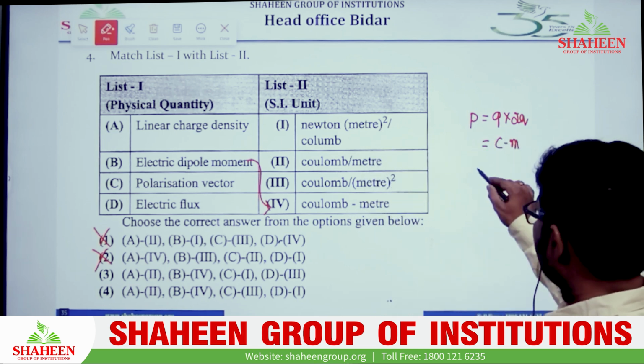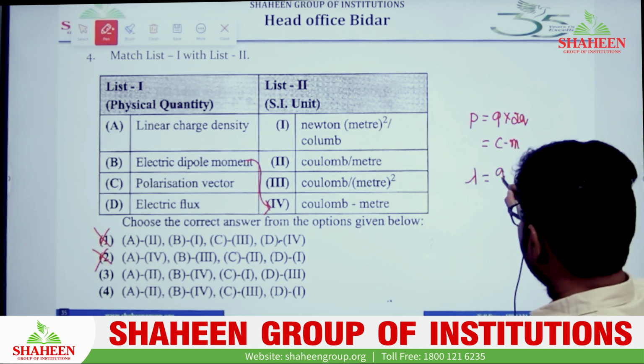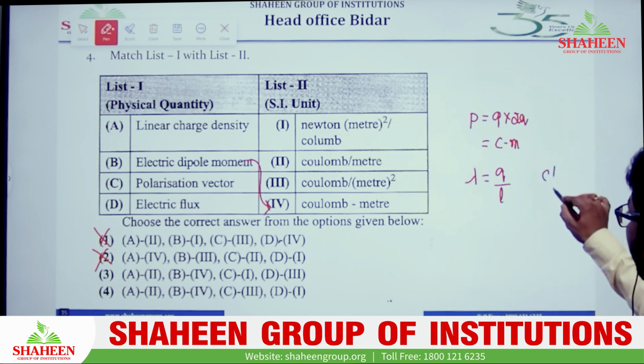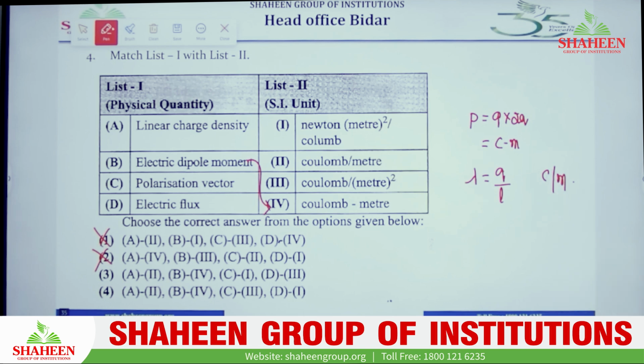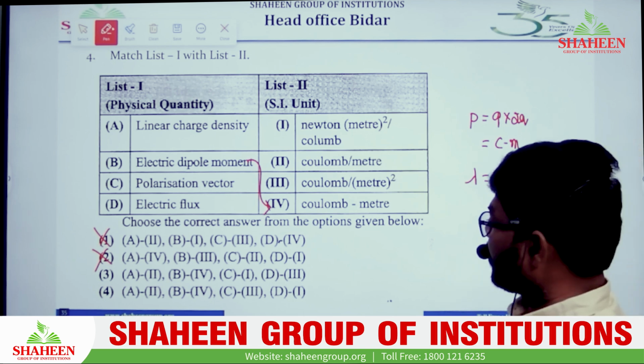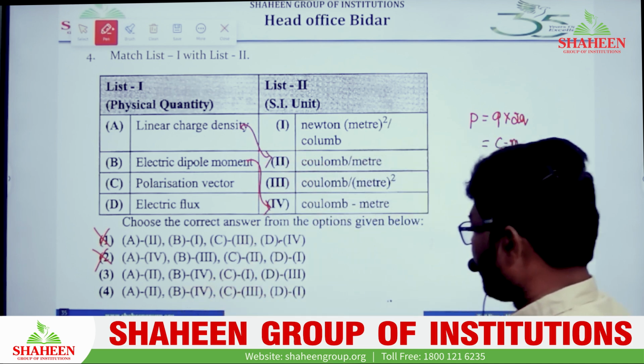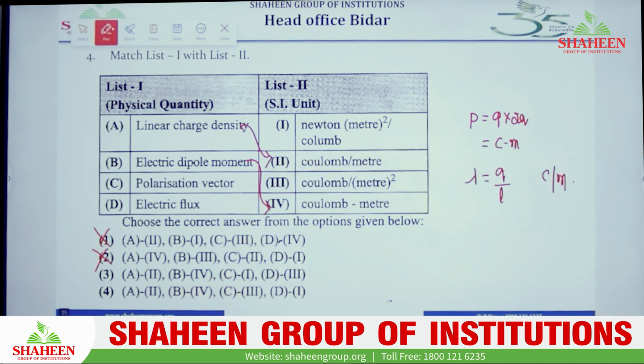Shall we go for electric flux or linear charge density? Linear charge density lambda is charge per unit length, so coulomb per meter. Coulomb per meter belongs to which option? A2 again is not possible from A2 and B4. Shall we go for D?